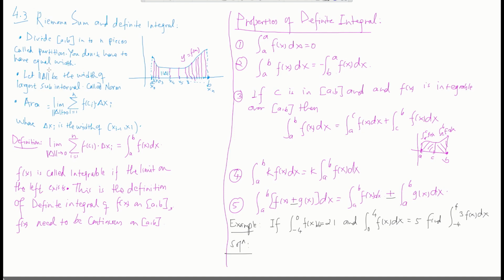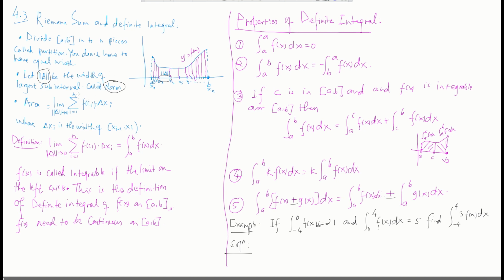What we denote is the norm of delta. This symbol is called the norm. The norm of delta is the width of the largest sub-interval. In this figure, this is the largest subinterval, and I denote that by the norm of delta.